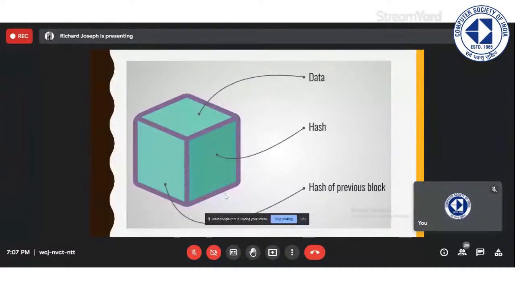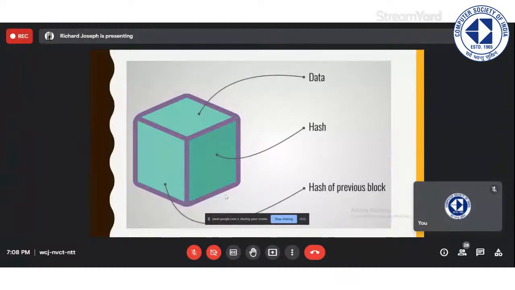Now the second element, a block also has a hash. You can compare a hash to a fingerprint. It identifies a block and all of its content. It's always unique, just like a fingerprint. Once a block is created, its hash is calculated. Changing something inside the block will cause the hash to change. So in other words, using a hash is very useful to detect changes in the block. If the fingerprint of the block changes, it's no longer the same block.